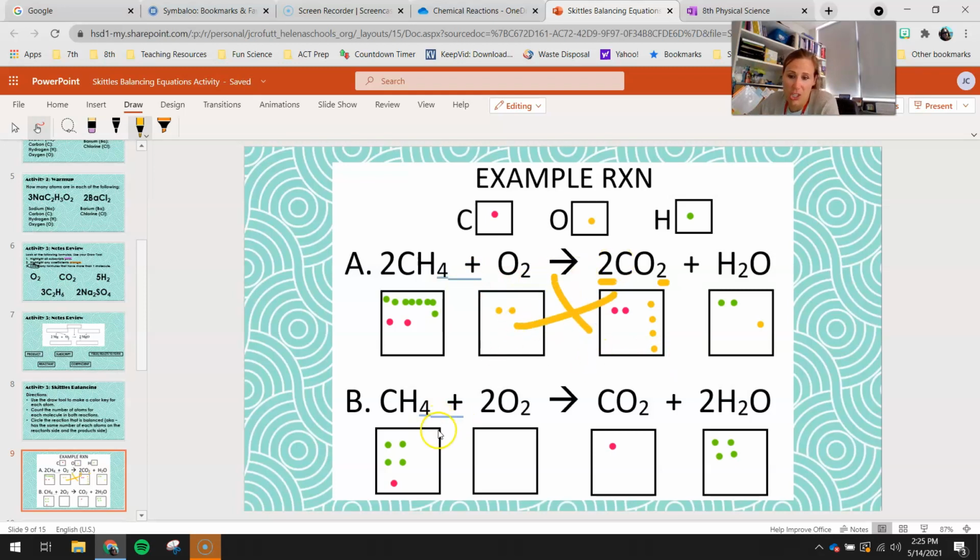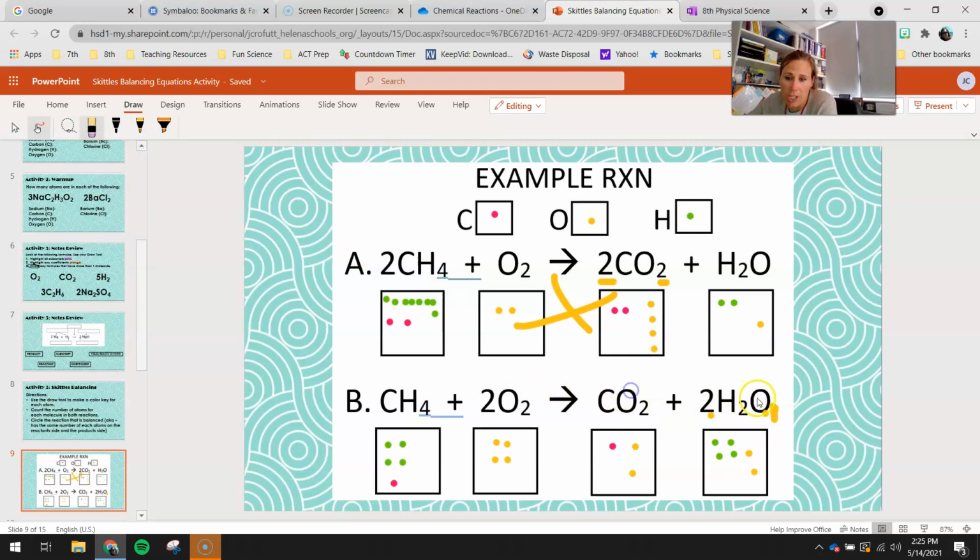Let's check to make sure oxygens are good down here. We have 2 times 2 is 4: 1, 2, 3, 4. And then 2 oxygens right here, 1, 2. And we have an imaginary 1 after this oxygen, so 2 times 1 is 2. So 2 oxygens right there.